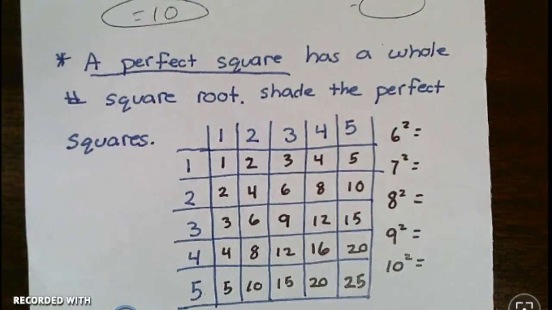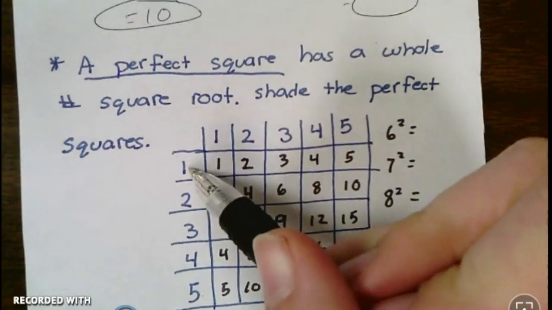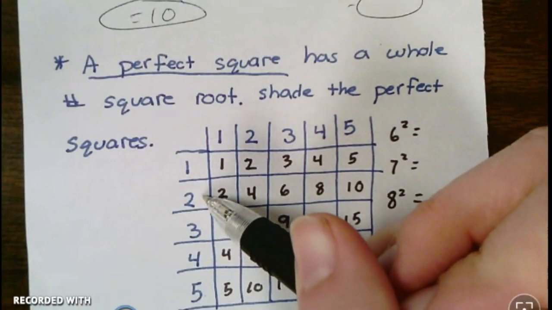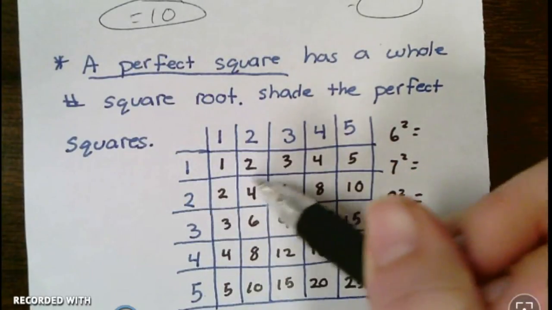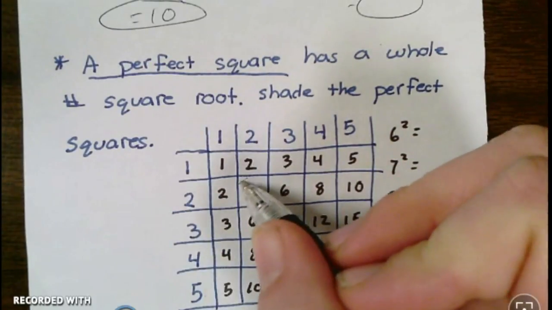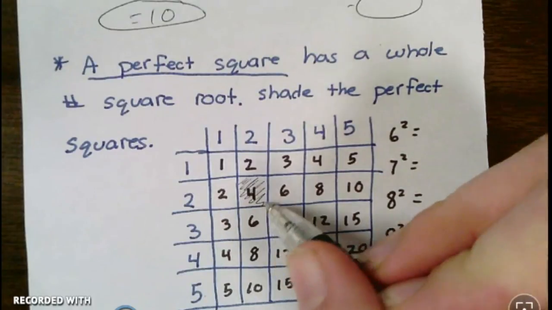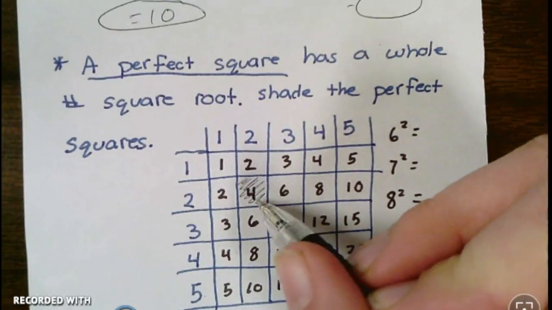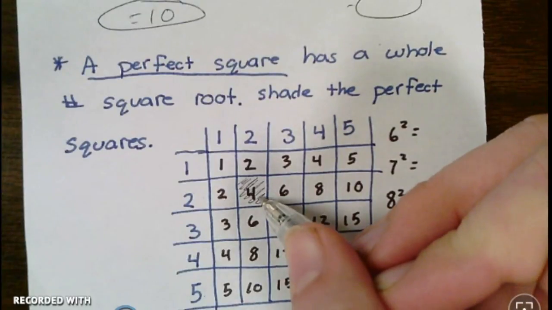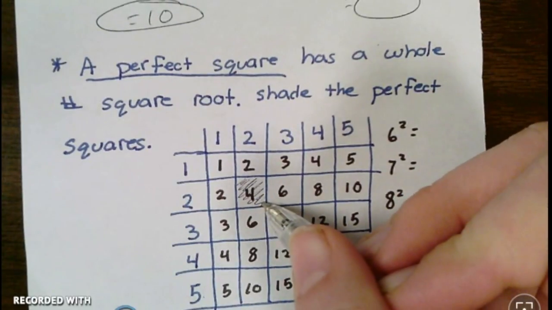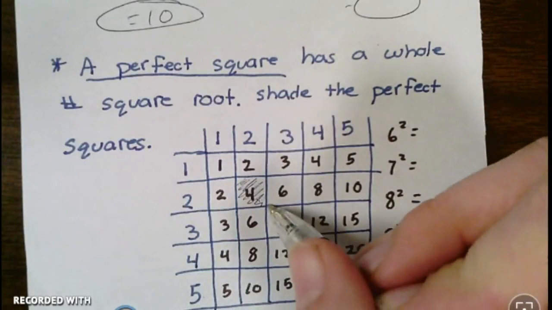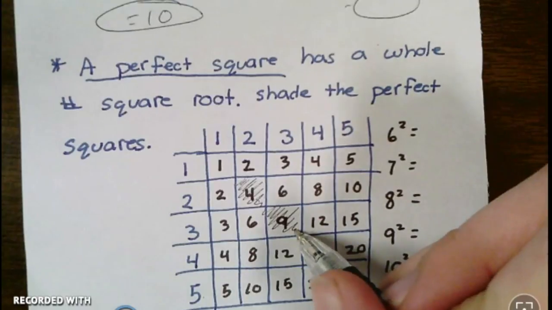Okay, ready? You're going to take your pencil. Perfect squares are when we multiply a number times another number and get a whole number. So here we go. 2 times 2, 4 is a perfect square because 2 times 2 is 4. Don't worry about that, you'll learn about that later on. 3 times 3 is 9. So 9 is a perfect square.